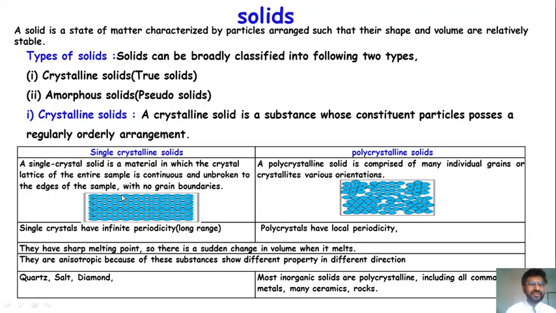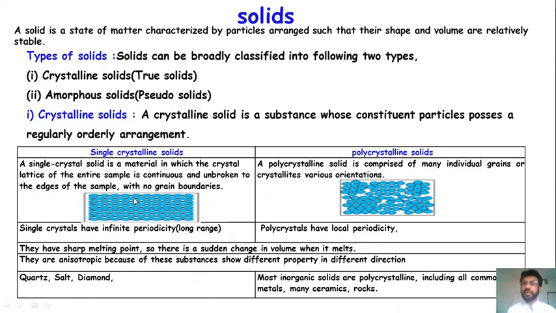Now here all these atoms or the crystals have infinite periodicity. Take an example of the crystals: we can see that all these crystals are arranged uniformly along one line, and here there is infinite periodicity.